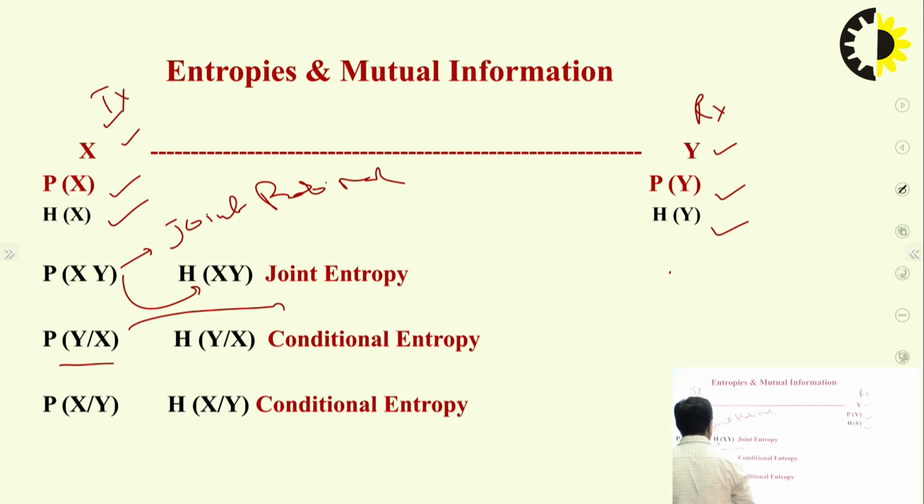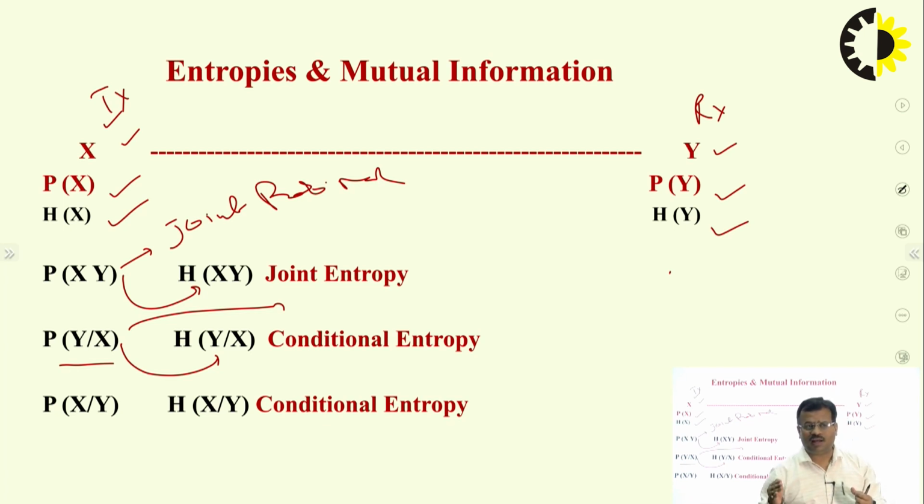Conditional probability matrix, and corresponding to H(y|x) is the conditional entropy we can measure. Similarly, P(x|y) and the conditional entropy H(x|y). P(x,y) and H(x,y) is the joint entropy whenever you combine x and y, both random variables. H(y|x) is the conditional entropy. It means entropy of y with respect to x, or entropy of the receiver when x was transmitted.